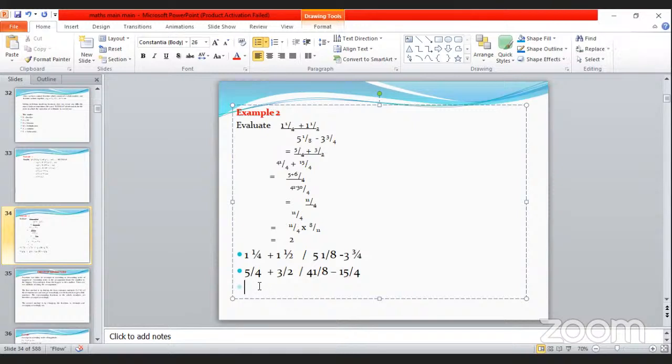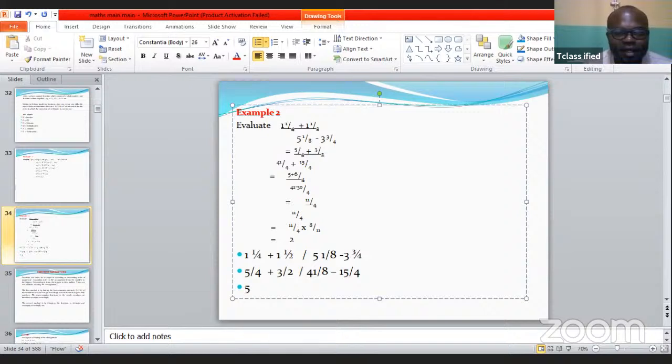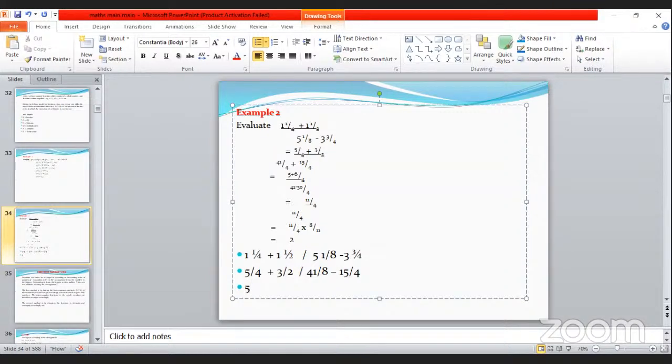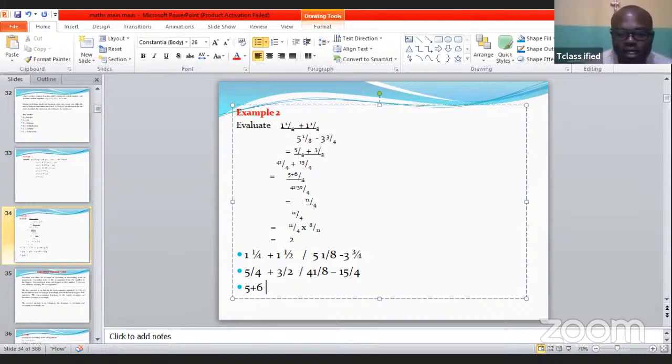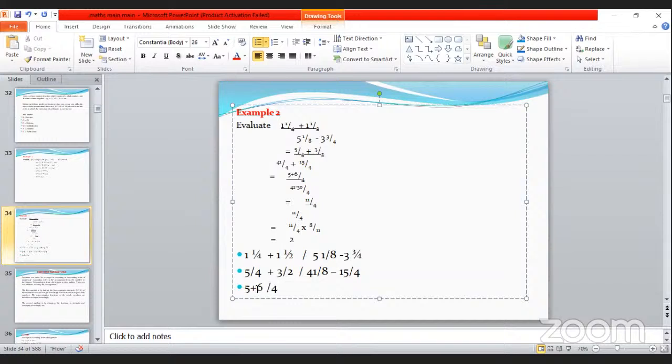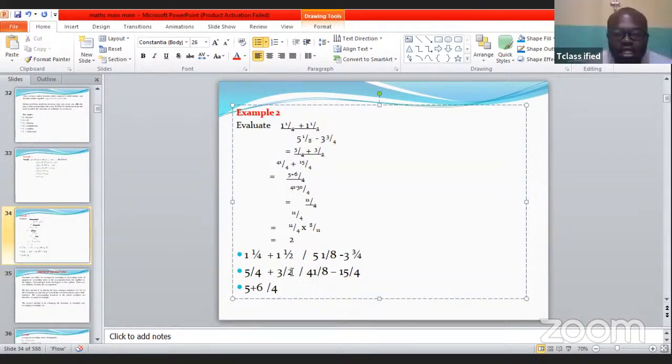Okay, so what are we supposed to have now? 5 plus 6/4, all over the LCM, which is what? 4. So how did we get 6, Abi? 4 divided by 2 is what? 2. 2 times 3 is what? 6. That's how we got that, okay?